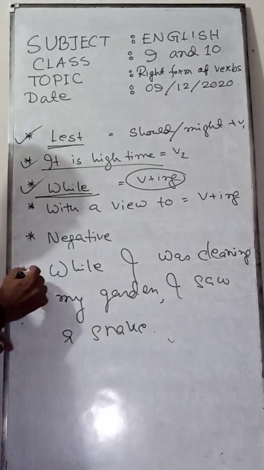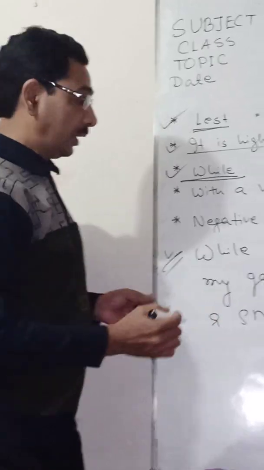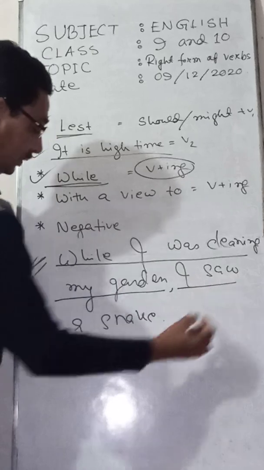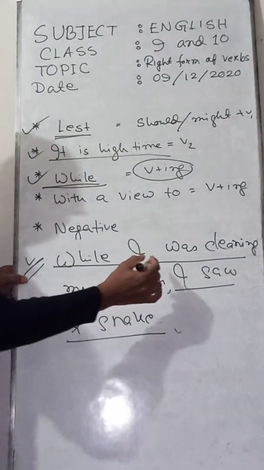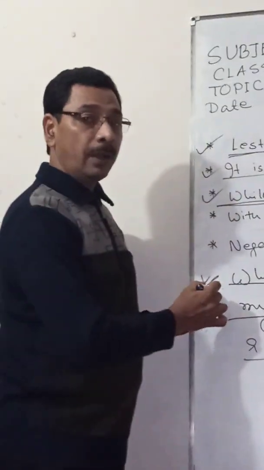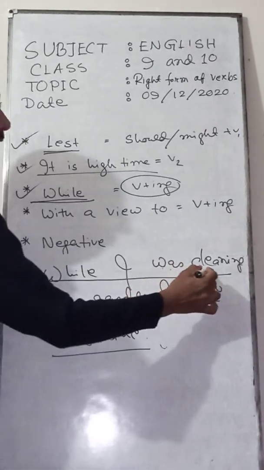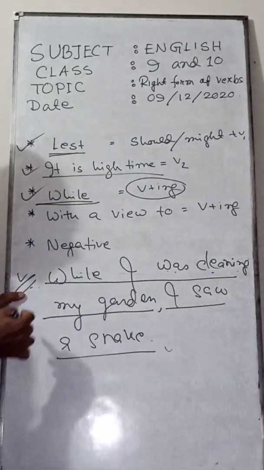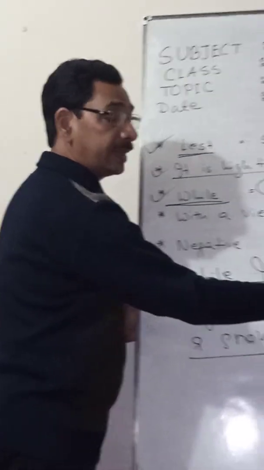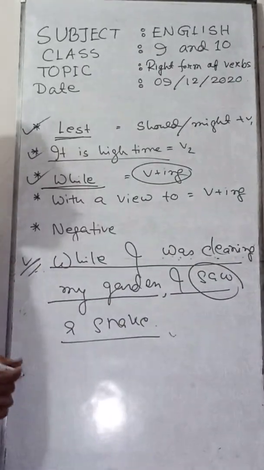Actually, here I am going to discuss 2 rules of right form of verbs. For example, while I was cleaning my garden, I saw a snake. This is past form, and if you find the past form in this sentence, you have to add was or were plus verb plus ing. And if you find the present form, you have to write down am, is, are plus verb plus ing. And then the second verb will be V2.